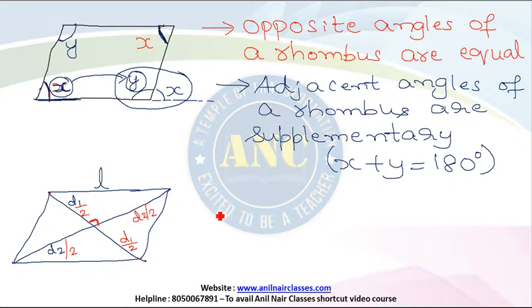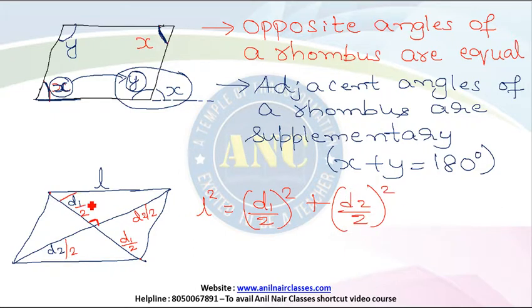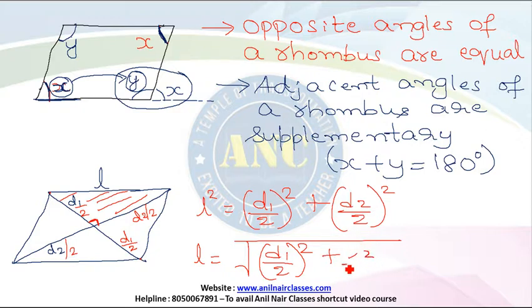Now, for this L, the Pythagoras theorem says L square is equal to (D1 by 2) whole square plus (D2 by 2) whole square. This is according to the Pythagoras theorem. If I apply the Pythagoras theorem for this shaded triangle, hypotenuse is L. So L square is equal to (D1 by 2) whole square plus (D2 by 2) whole square. So L is nothing but the square root of (D1 by 2) whole square plus (D2 by 2) whole square. Or in simple language, can I say like this, sir?